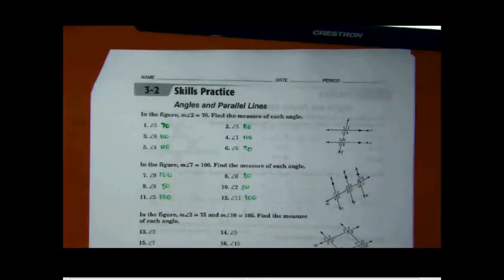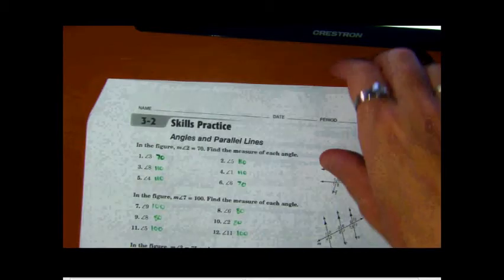Okay, any questions on these? Are you guys still working on them? No questions? Okay. Let's look at this next set here.